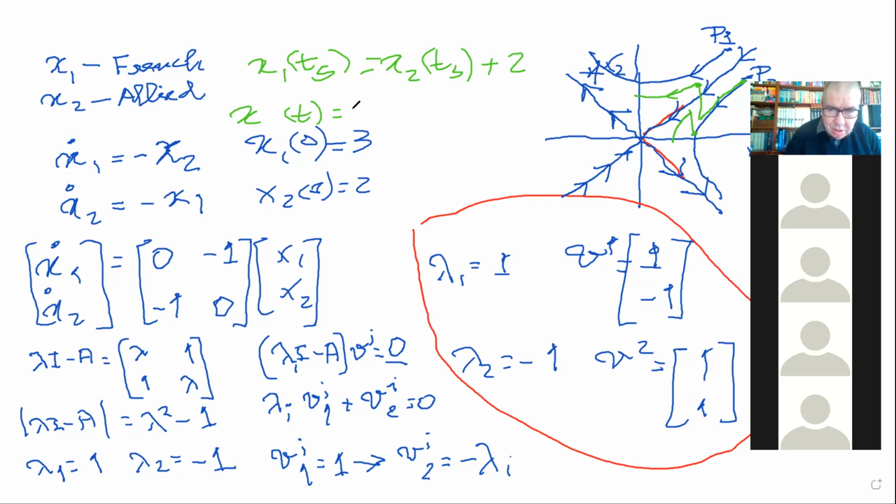Remember the modal decomposition. It's K1 times the first eigenvector V1 times exponential of minus lambda 1, where eigenvalue lambda 1 is 1, plus K2 times the second eigenvector. So we have K1, V1 is 1, minus 1, exponential of t, plus K2, and then 1, 1, exponential of minus t. Okay.